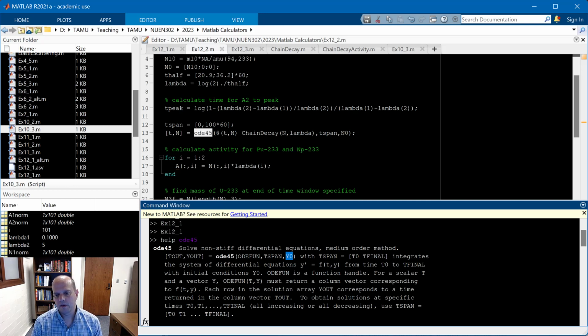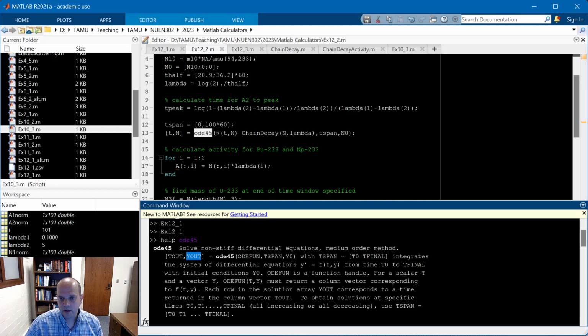In this case, we have N1, N2, and N3, and initially I've got N1 not, and 0, 0, but I could have non-zero entries in those as well. And the output to this is just going to be some time vector, and then the output y values. And so these are going to be N1, N2, and N3 as a function of time, that first vector.